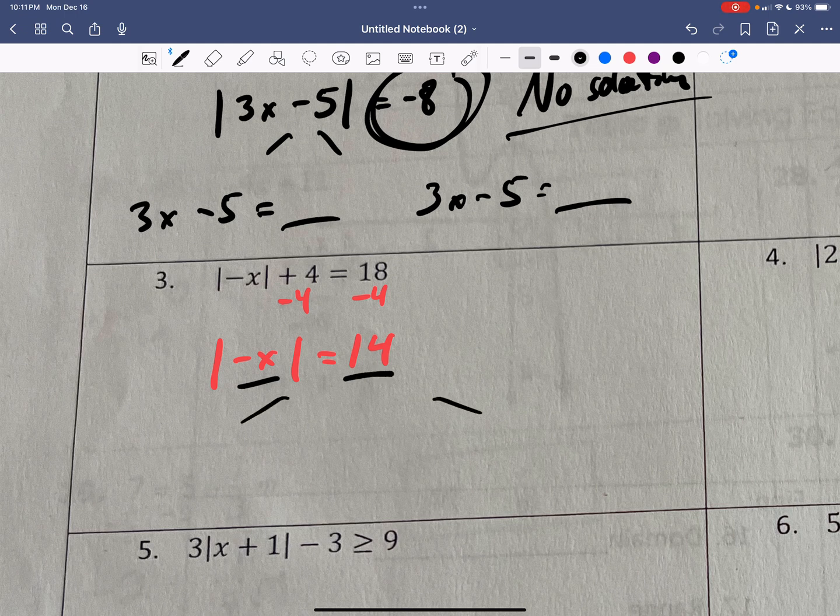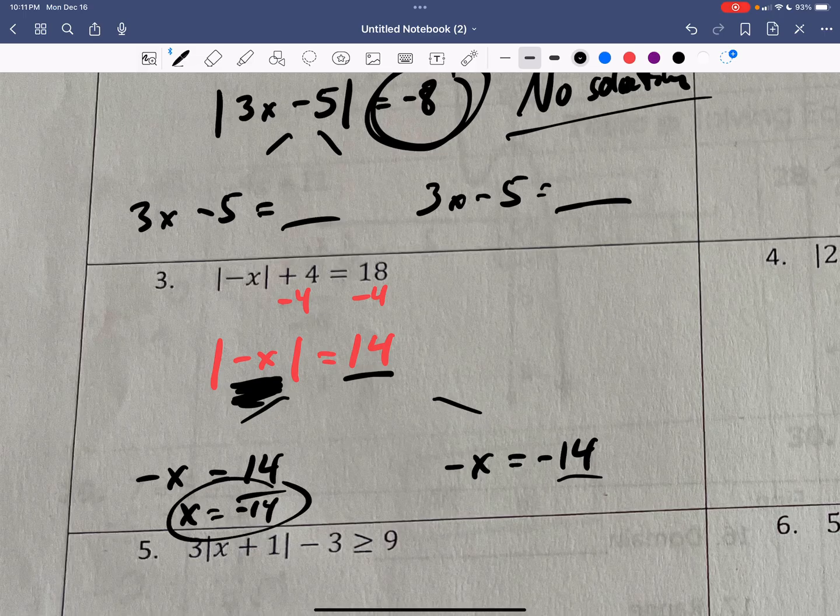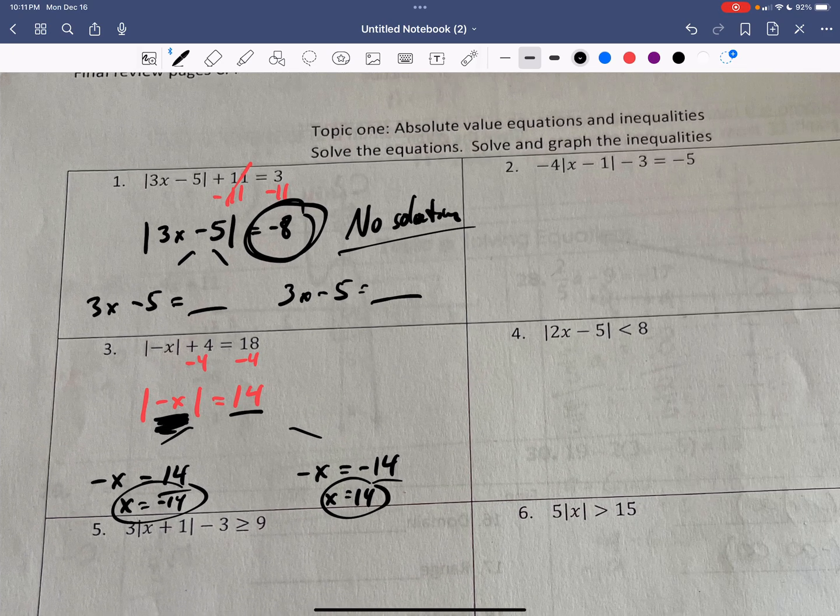So we're going to split this again. We're going to say negative x has to equal either 14 or negative 14. Whatever's in here can either equal the positive 14 or negative 14. Again, just change the negative here, so this is going to be x equals negative 14, and this one is going to be x equals positive 14. So those are my two solutions there. You should get two solutions each time when we're dealing with absolute values.